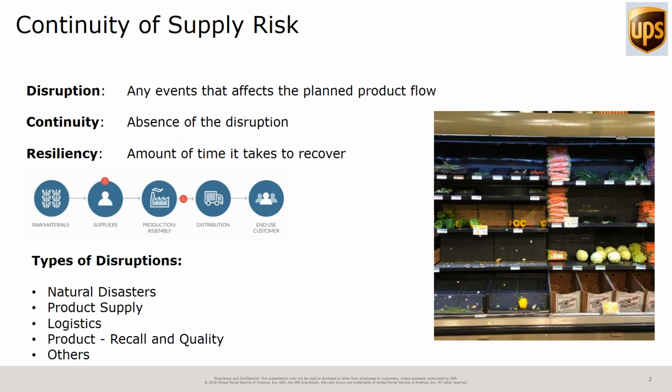Natural disasters such as hurricanes or earthquakes, and then you have the product supply issues, which could be at your raw material vendors or your factories or production facilities, like an example of a fire at a manufacturing facility, or a force majeure from a vendor. Then you have logistics related disruptions, such as a port strike or port congestion. And then there could be a disruption from the product itself being unavailable, such as a product recall or a quality issue of the product. And then we have other disruptions, which could be one-time events, such as the COVID situation.